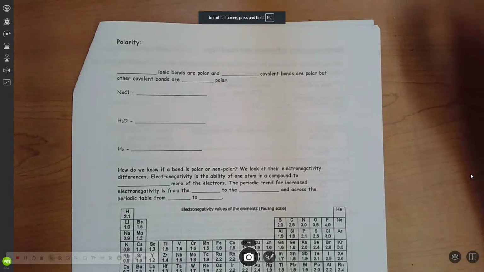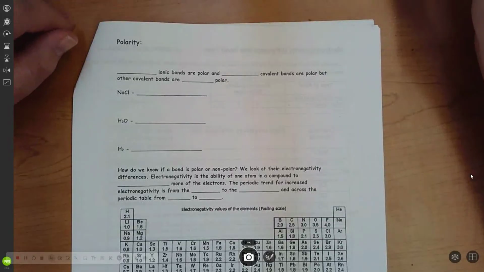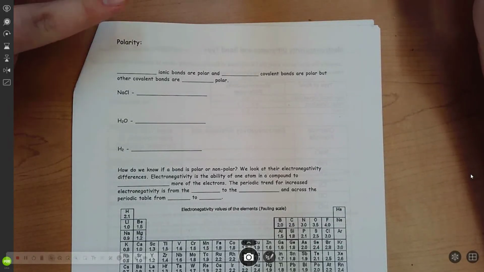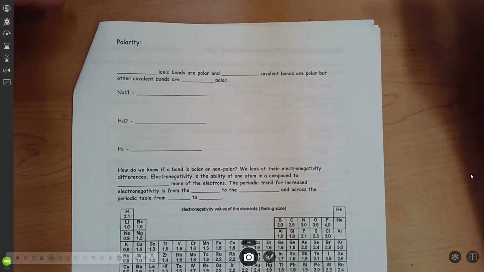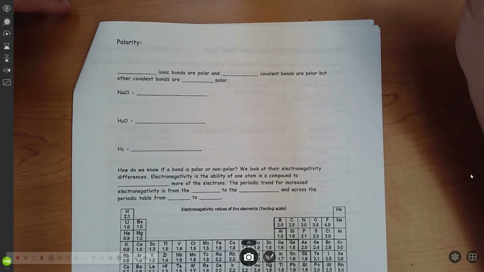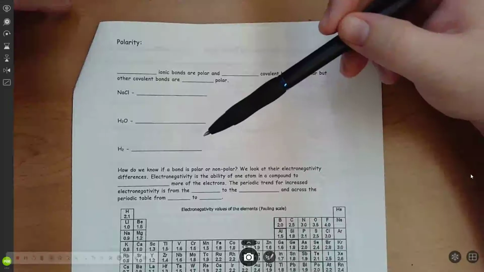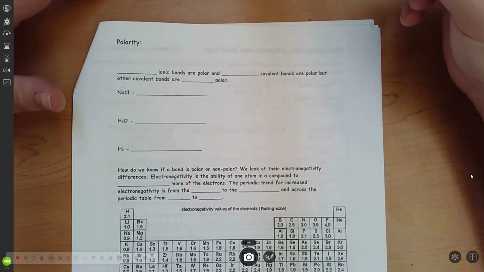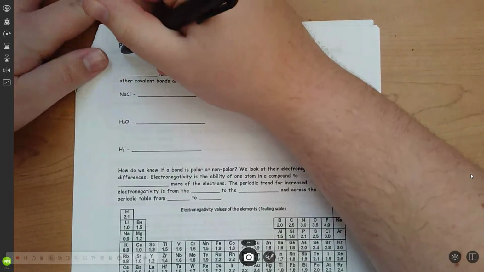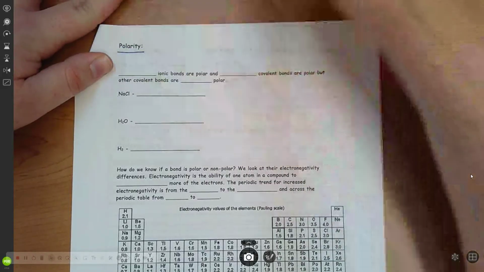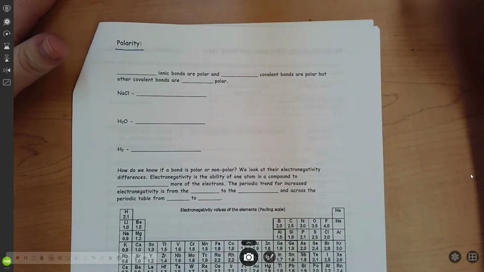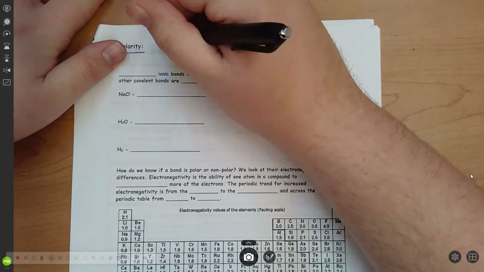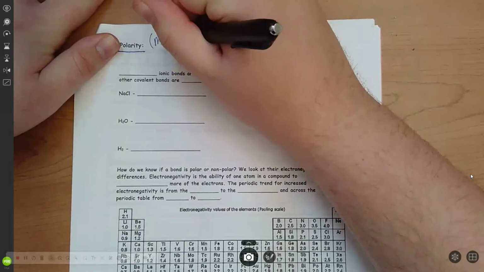All right, so this is our video notes on polarity. This is page 7 of the packet, so if you are not on page 7 right now, your page probably doesn't look like this. So follow along on your page 7 as we go through this. Right off the bat, this word polarity might be unfamiliar to you. Polarity is just our fancy science way of saying that something is magnetic.